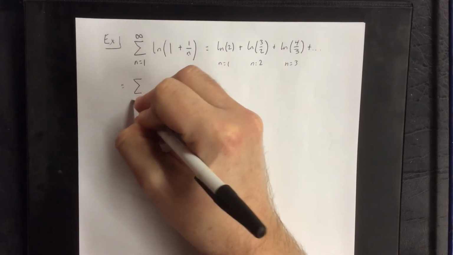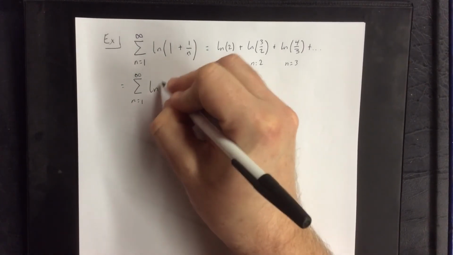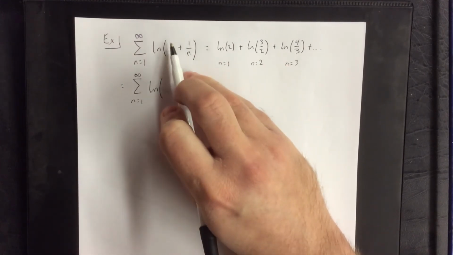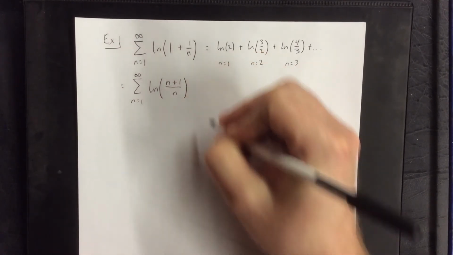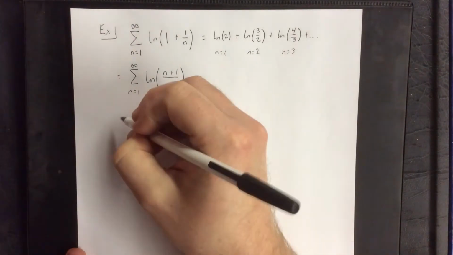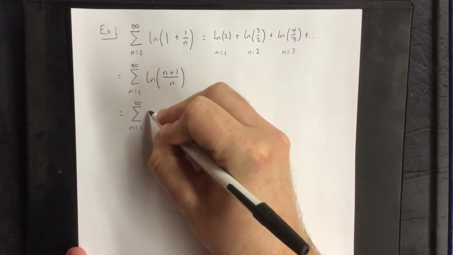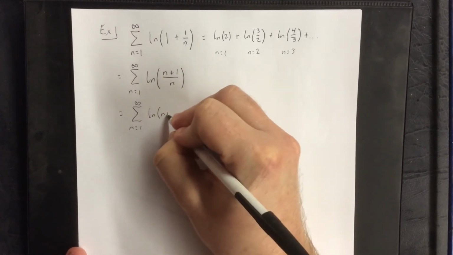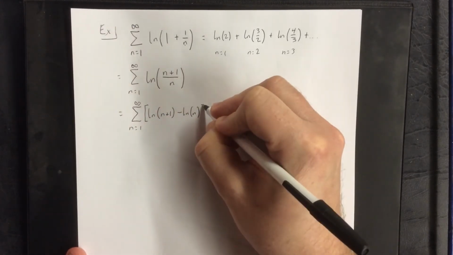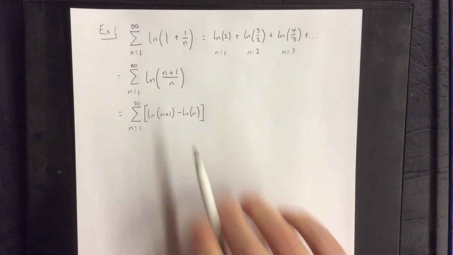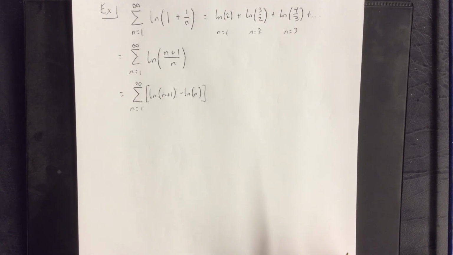First thing I'd like to do is express this as one single fraction. Lowest common denominator is n, so this will be n over n plus 1 over n. N over n plus 1 over n will be n plus 1 over n. Then there is a property of logarithms. The property of logarithms states that if you have the natural log of a quotient, you can split it into the difference of two natural logs. Expressed in this fashion, it's going to be a lot easier to see why this is a telescoping series.